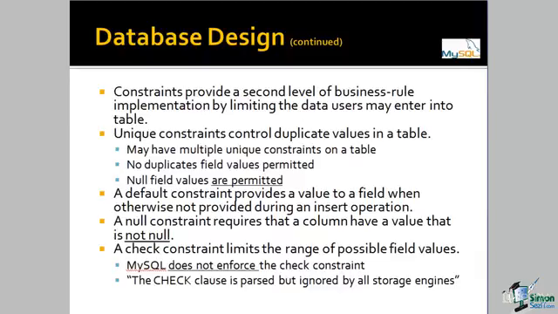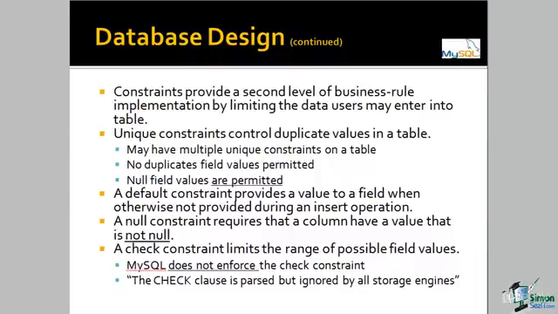During our design process, we can define ranges of values that an entity column can contain. These are referred to as constraints within the database. So a constraint can provide a level of business rule implementation, which limits the data that a user can enter into a table. So we can use a unique constraint, for example, to prevent duplicate values in a table. Unlike a primary key, which is a unique constraint because there can be no duplicate values in a primary key, you can have multiple unique constraints on a table.